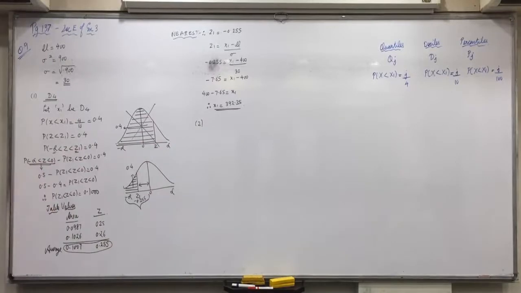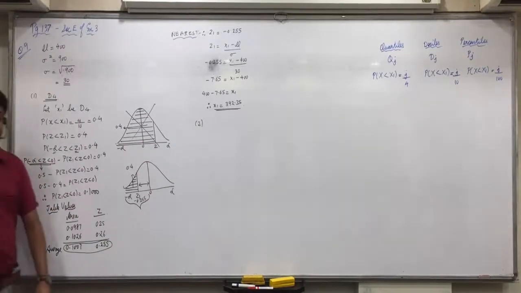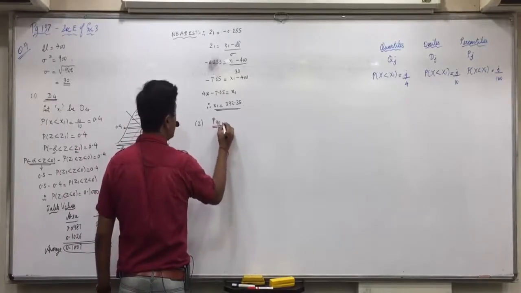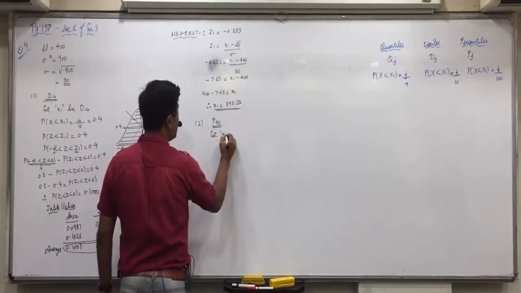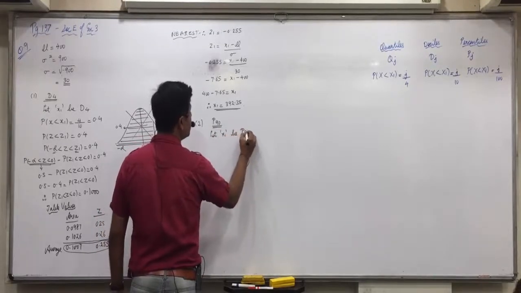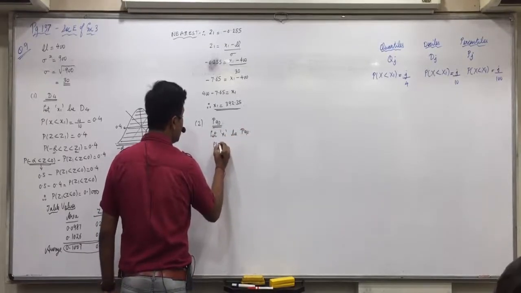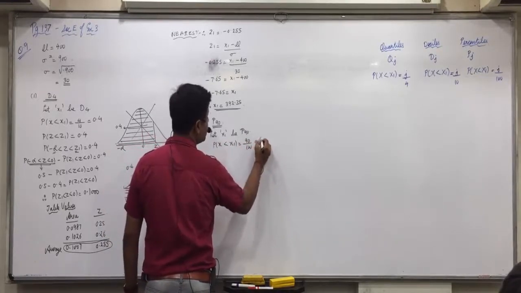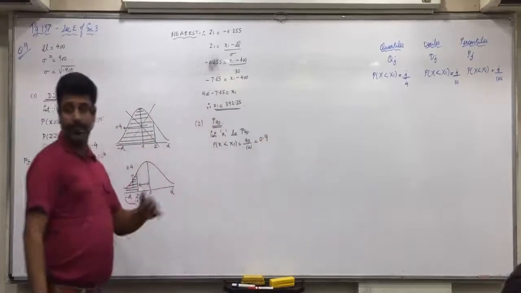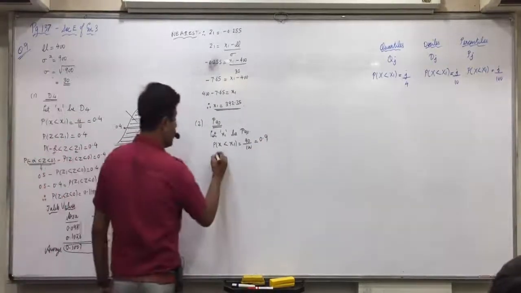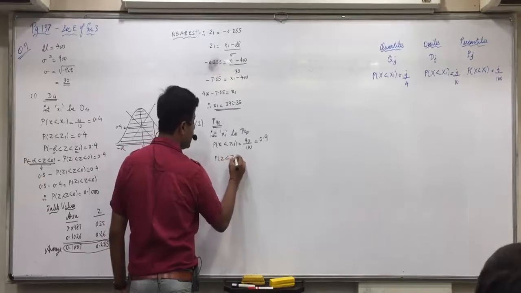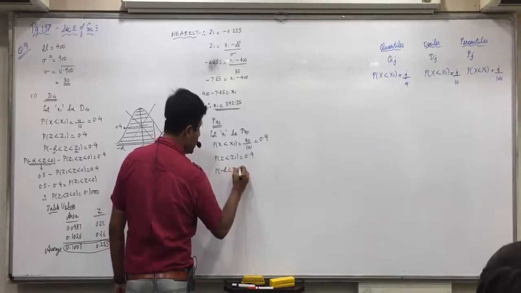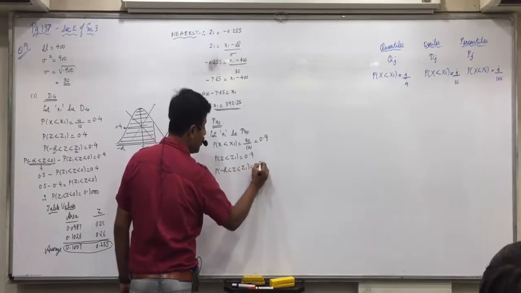Right, everyone? Now in the same manner, the second question asked is the 90th percentile, P90. Now let x1 be P90. So we'll say P(x < x1) is 90 upon 100, 0.9. Understood that? P(z < z1) is 0.9. P(minus infinity < z < z1) is 0.9.